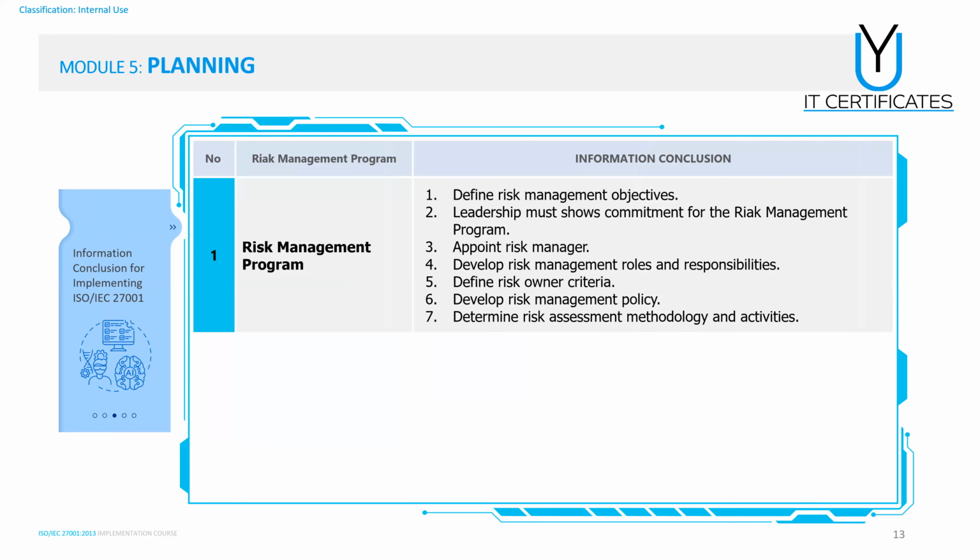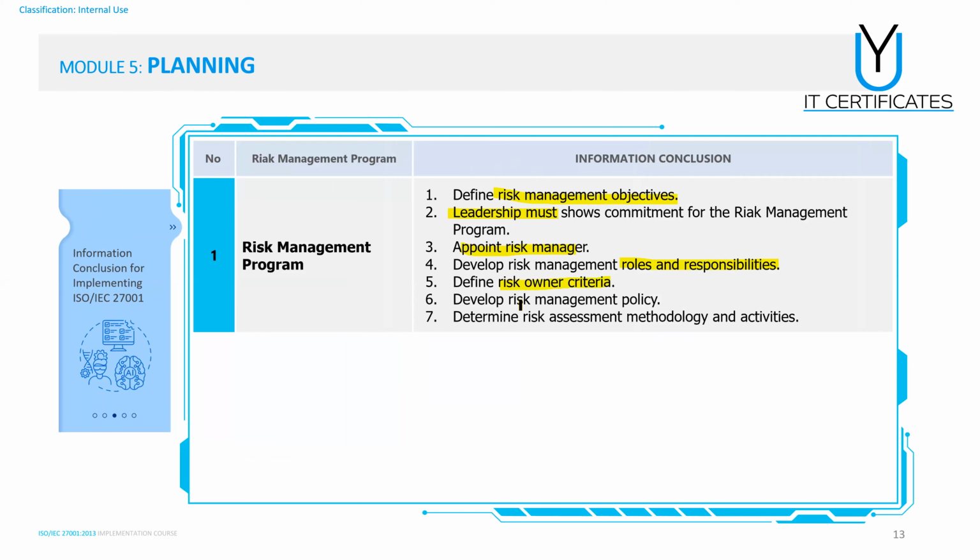What is the information which we want to understand? First of all, we have to understand the risk management objectives. We have to get the leadership commitment. We have to appoint a risk manager. We have to develop the roles and responsibilities. We have to define risk owner criteria.